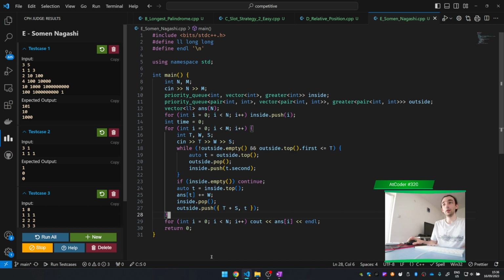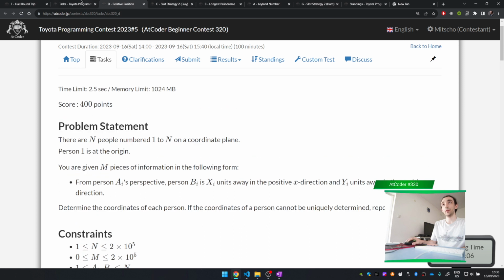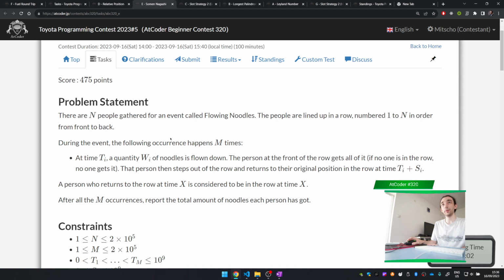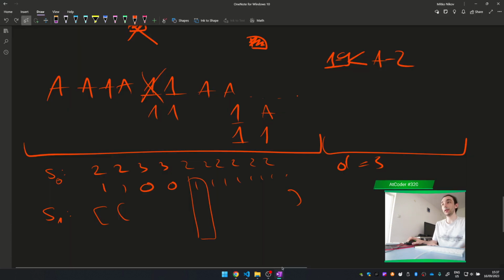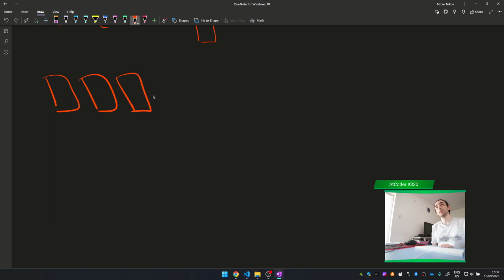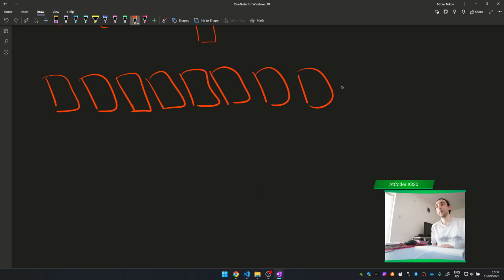Okay. Problem E was a very interesting problem. I like these priority queue problems, where you have some n people and they are in a row, and you can imagine that the row has, for each person, some already predefined space, and the persons are ordered from 1 to n.